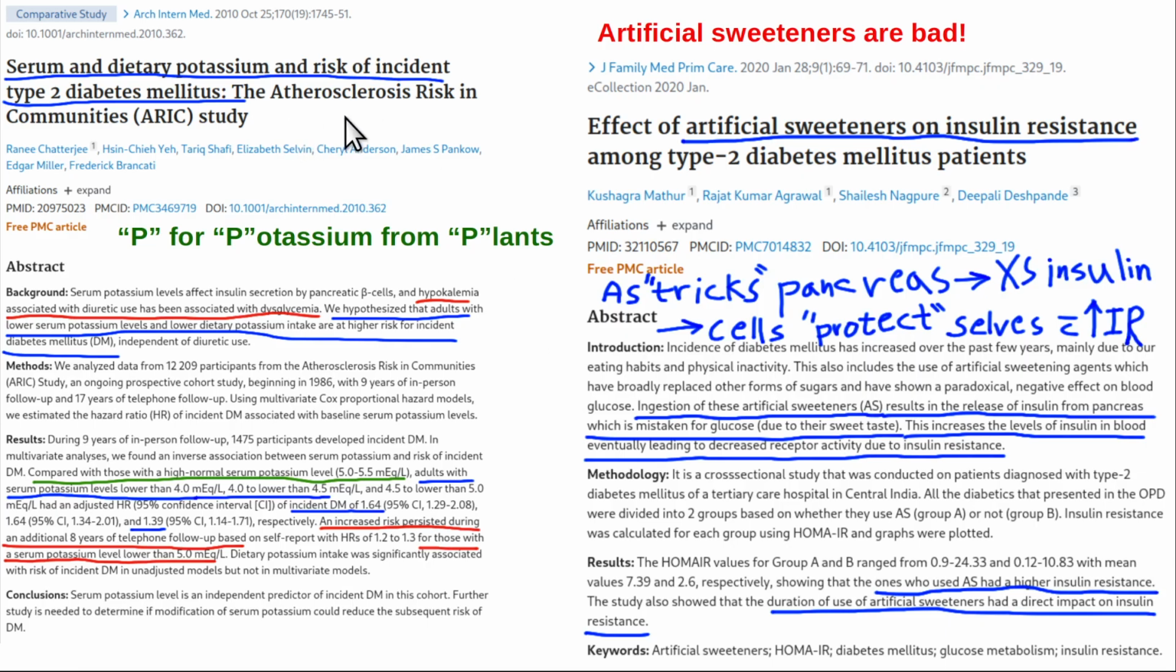Okay, serum and dietary potassium. If you're low in potassium, you'll have increased risk of diabetes. So there it is. Low in magnesium, low in potassium, increased risk of diabetes. High in sodium, more diabetes. So the good stuff's from plants, potassium and magnesium.